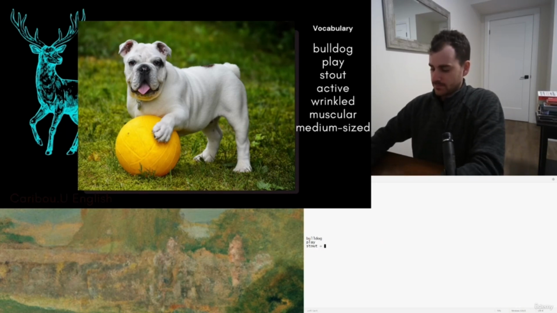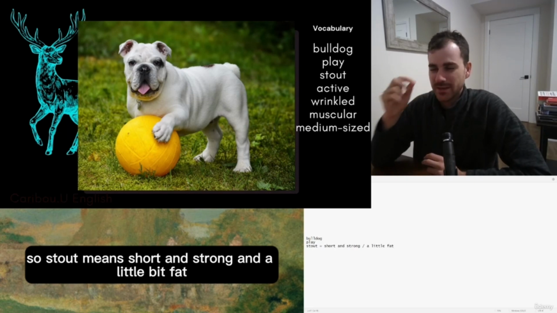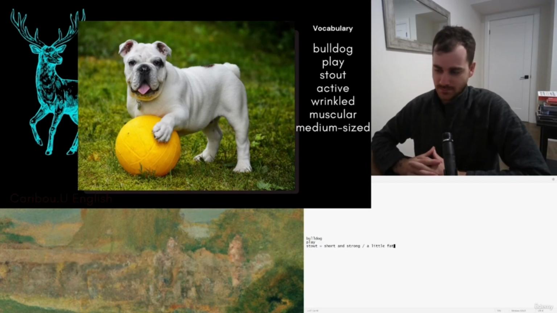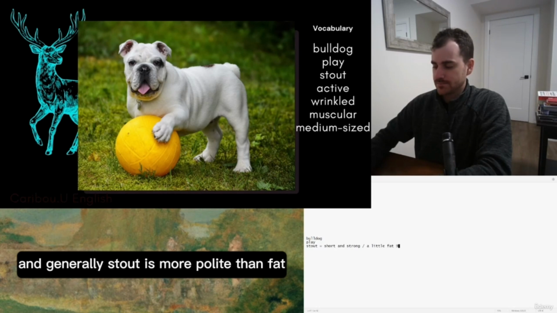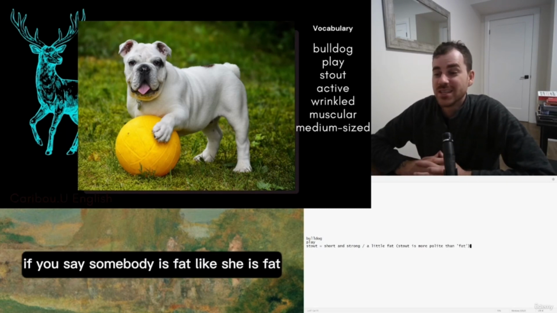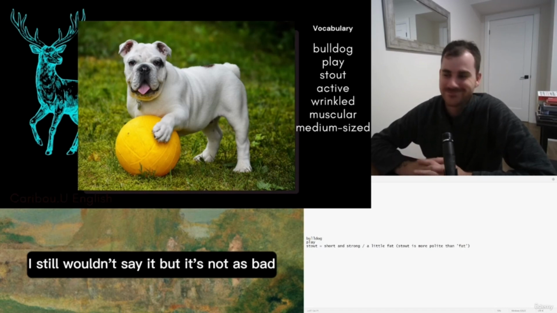Stout. So stout means short and strong and a little bit fat. So you could say this bulldog is stout. And generally, stout is more polite than fat. If you say somebody is fat, like she is fat, it's a little bit rude or impolite. But if you say she is stout, it's not as bad. I still wouldn't say it, but it's not as bad.